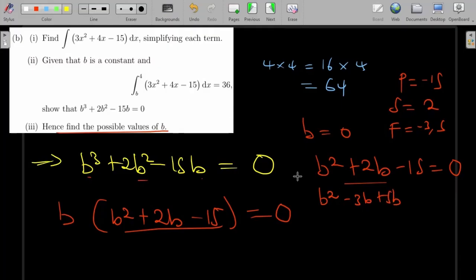So this part here is the same as 2b. So we're just writing 2b in a different way. Okay, and then I have minus 15 is equals to 0. So I group this one, and then I also group this one.